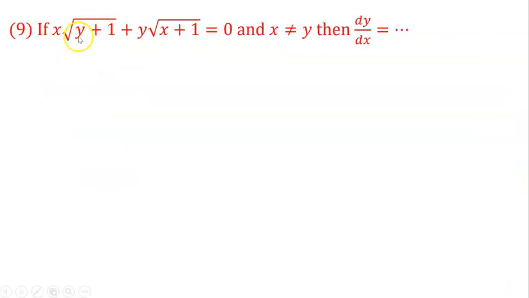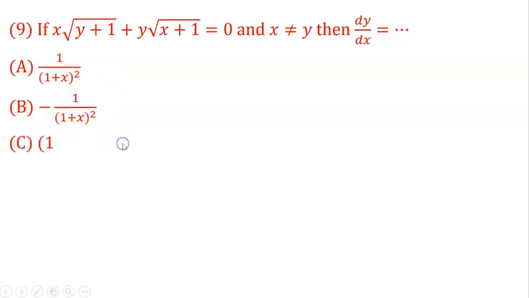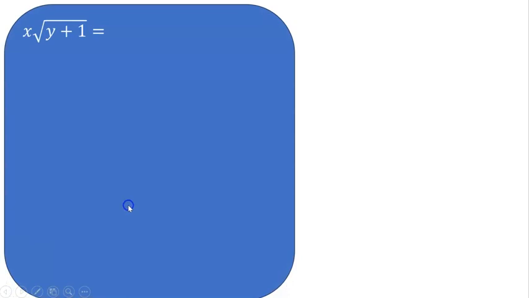If x into root of y plus 1 plus y into root of x plus 1 is equal to 0, and x is not equal to y, then dy by dx is equal to this implicit type function. First option A is 1 upon (1 plus x) whole square, B is minus 1 upon (1 plus x) whole square, C is (1 plus x) whole square, D is minus x upon x plus 1. Okay, now we'll simplify this.